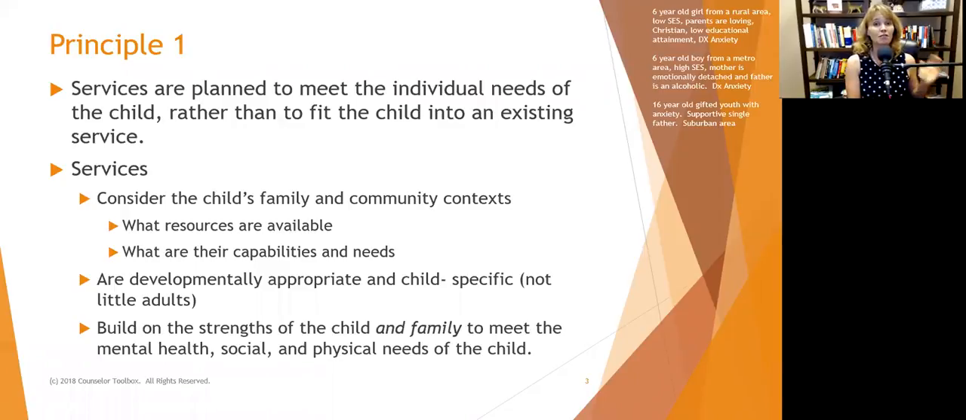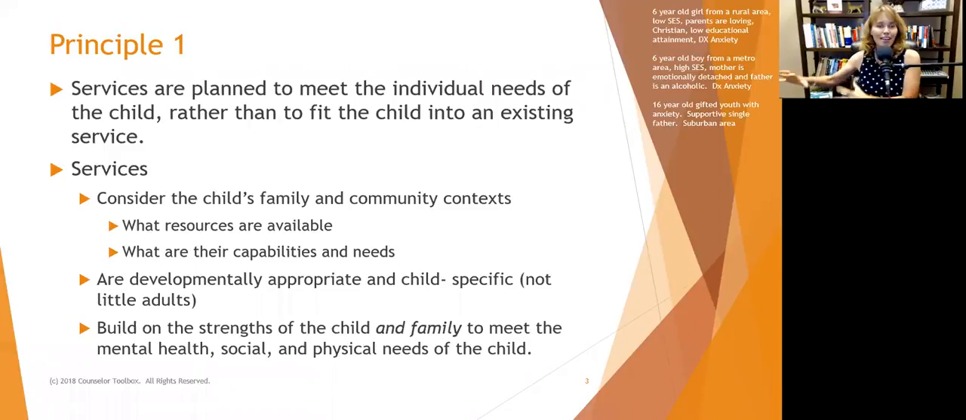So how can we provide services? Maybe we need to look toward telehealth. Maybe we need to look toward residential, depending on how bad her anxiety is. We want to make sure that services are developmentally appropriate and child specific.